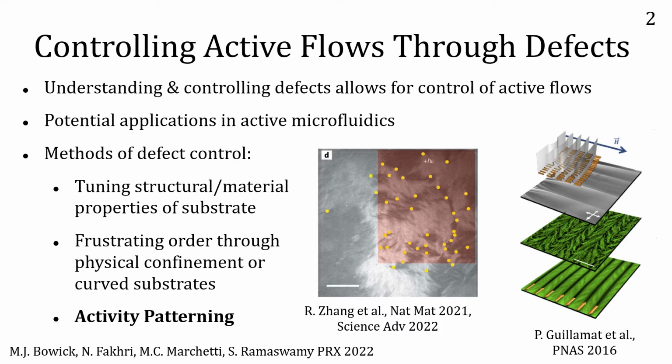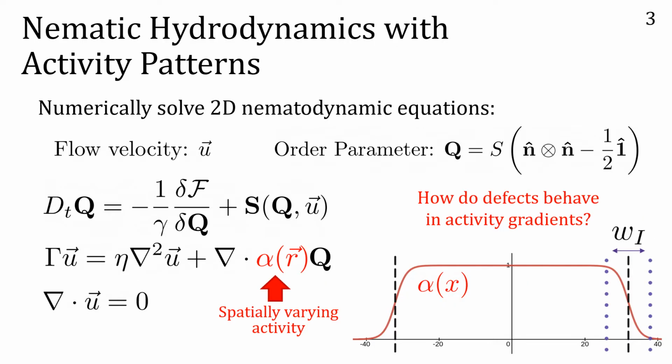We've been using a combination of computer simulations and analytical theory to explore novel defect dynamics in systems with spatially patterned activity. We used simulations to numerically solve the well-established two-dimensional nematohydrodynamic equations in terms of the nematic's flow velocity field u and its tensor order parameter Q. The first equation here describes the dynamics of Q in terms of relaxation of a Landau-de Gennes free energy, and a flow coupling term S involving both Q and u.